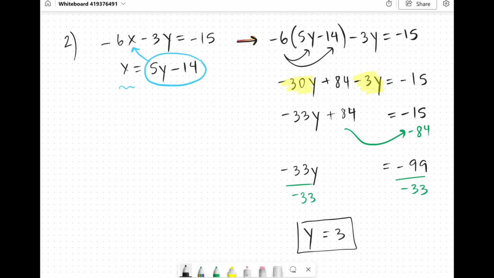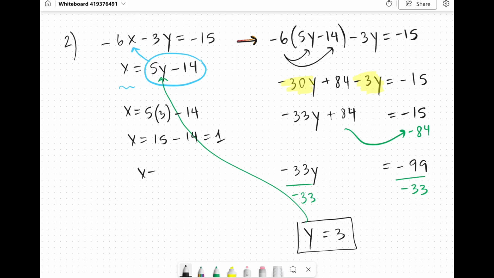You got your y to be equal to positive 3. Remember, that's only half of your answer because now we have to find x. To find x, I will use the fact that y is 3 and replace y in the second equation with that 3. So x equals 5 times 3 minus 14, or 15 minus 14, which is 1.